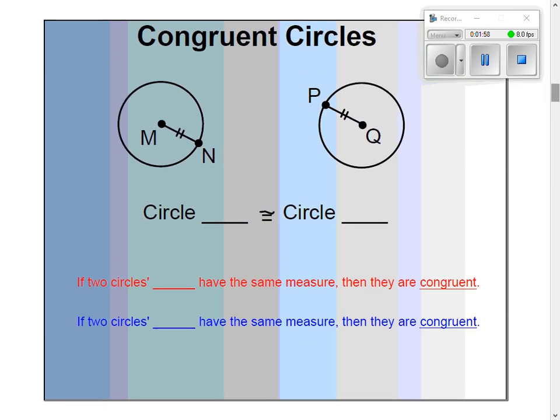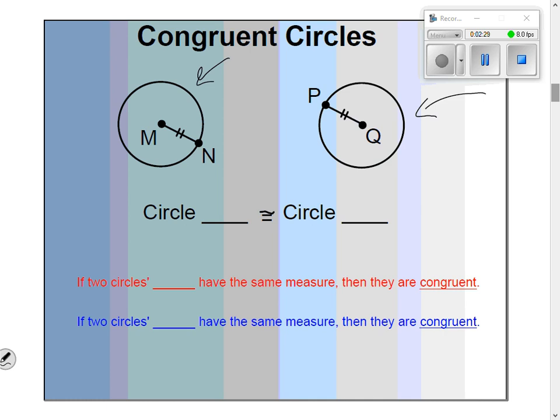Okay, congruent circles. How do we know that 2 circles are congruent? Because they look like they're congruent. No, because they have congruent what? Yeah. So in this case, how would we name this circle over here? What would we call it? Circle Minnesota. Yeah, this is circle. No, how do we name a circle? By what letter?